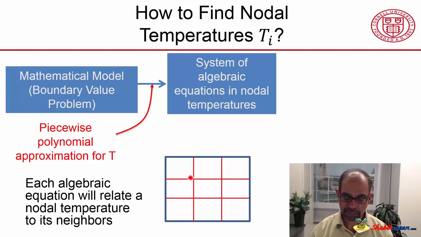For instance, if I consider this particular node, when the solver derives the algebraic equation for that node, it'll relate the nodal temperature at this node to its neighbors. Let's say this is node 3, it'll relate T3 to the neighboring temperature values. And to see which temperatures will be related, we can use a principle that I discussed in the big ideas. So you look at all the elements that are attached to that particular node. So we have 4 elements attached to that node.